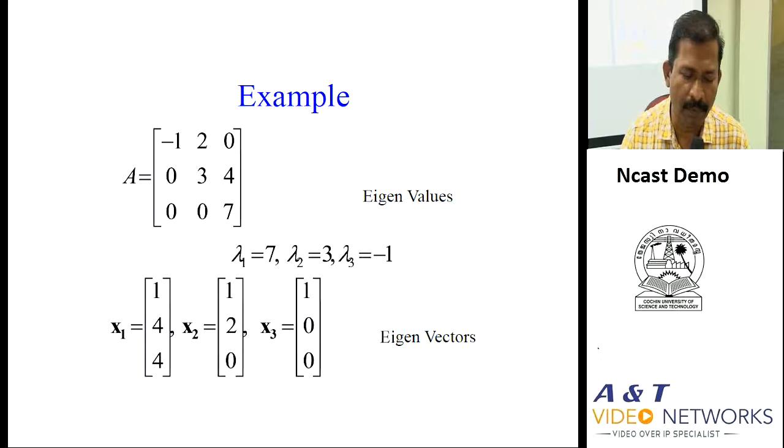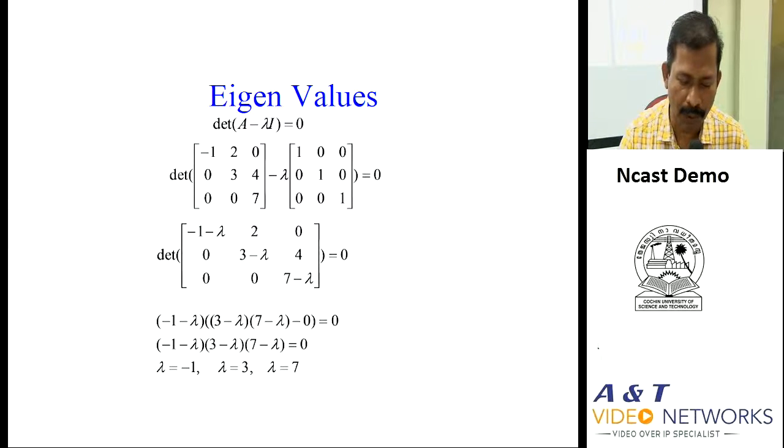So this is a simple example. A will be a 3 by 3 square matrix, and the lambda values computed from that are lambda 1 is 7, lambda 2 is 3, and lambda 3 is -1. So you can see there are 3 eigenvalues because we have a 3 by 3 matrix, and you can compute the eigenvectors from this. It's a standard eigenvalue computation problem. So x1, x2, x3 represent the eigenvectors. How to compute the eigenvalues is demonstrated in this slide.